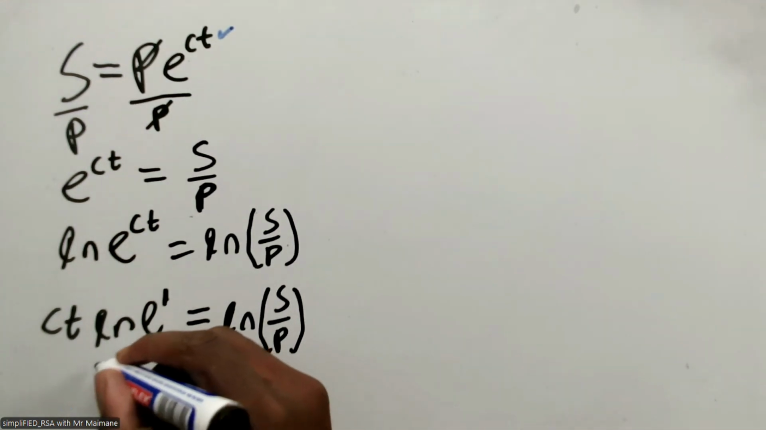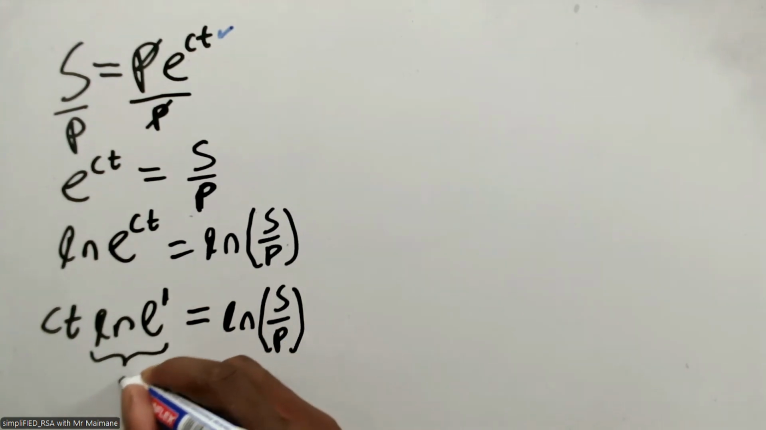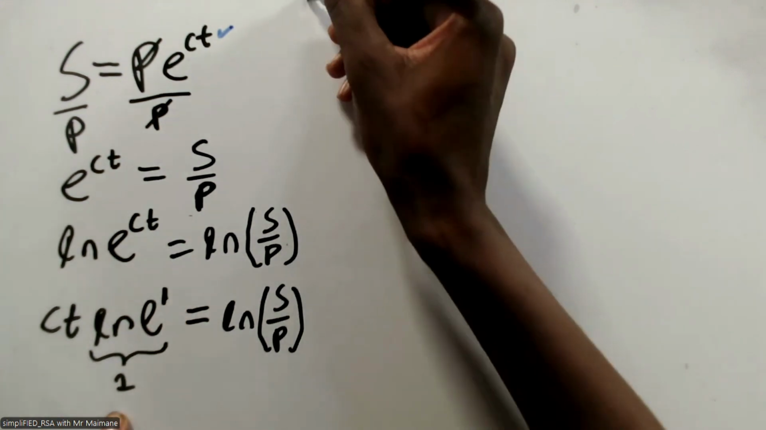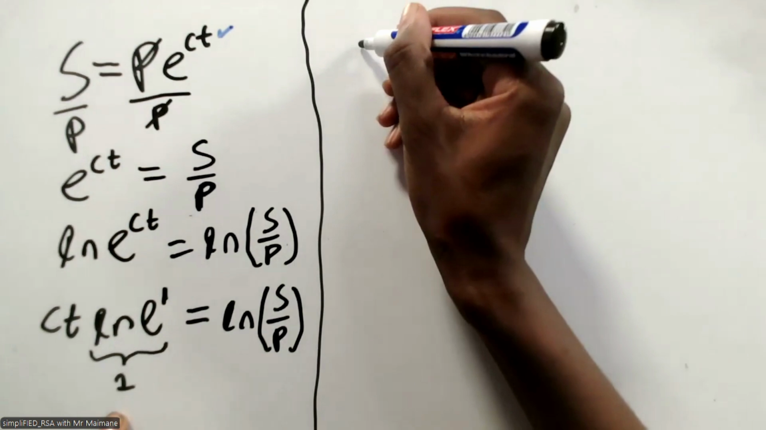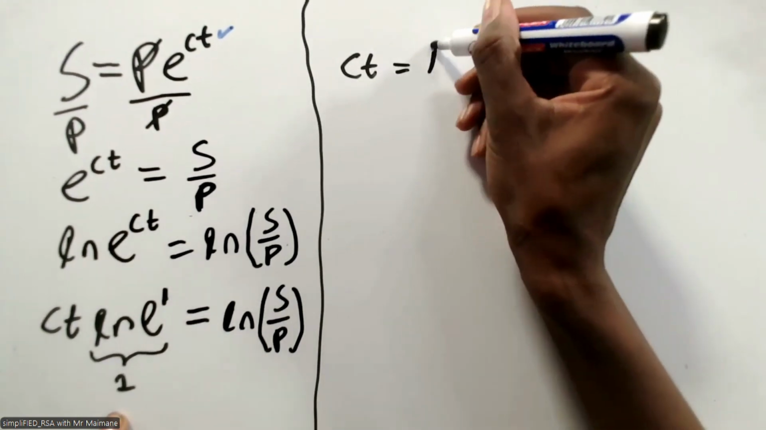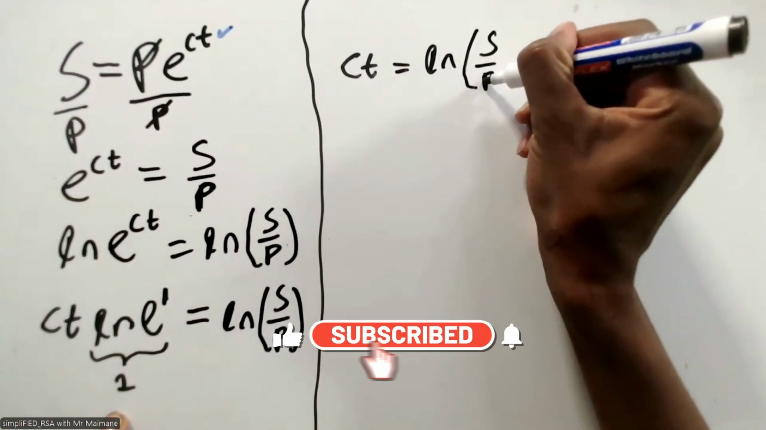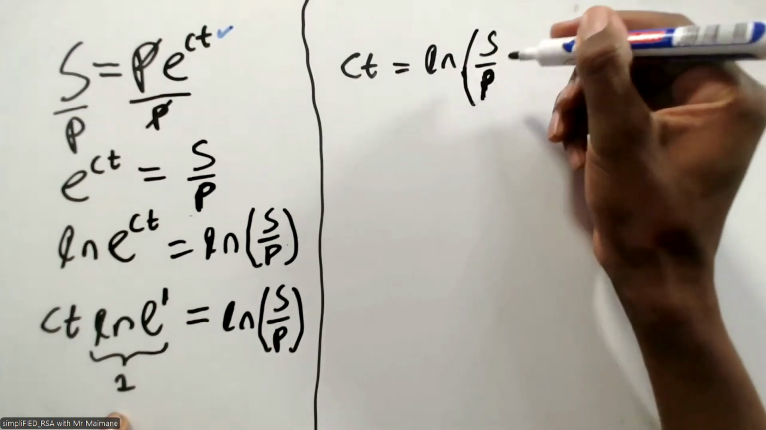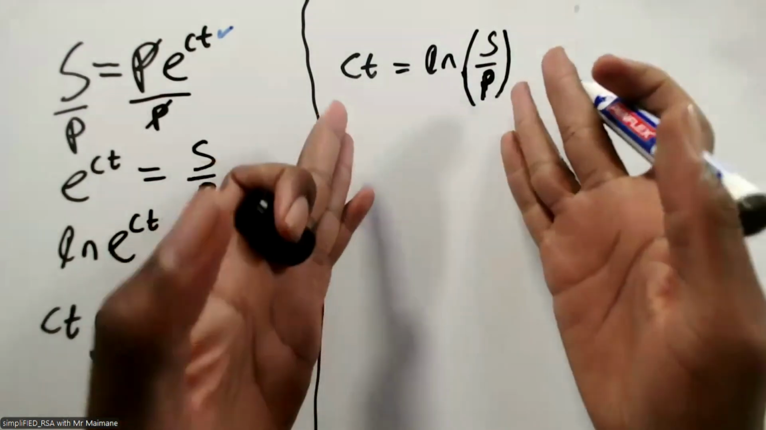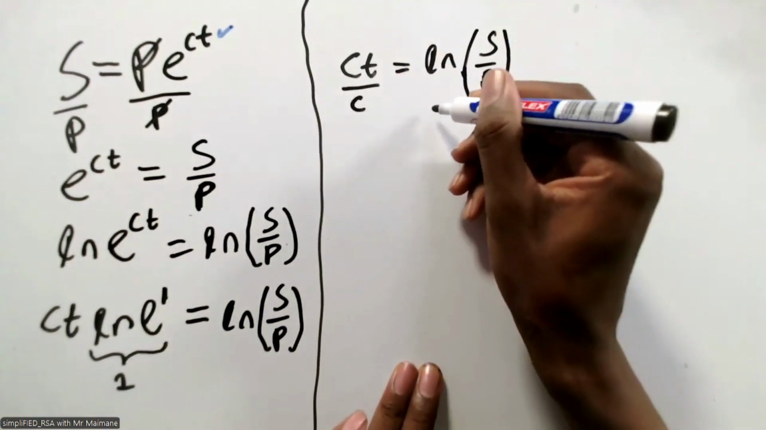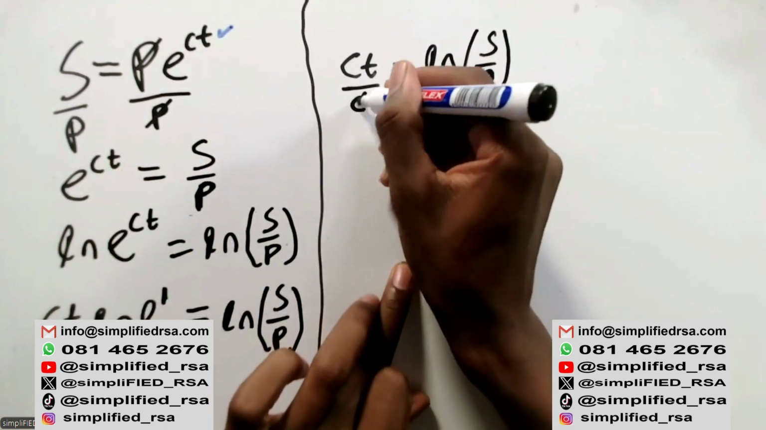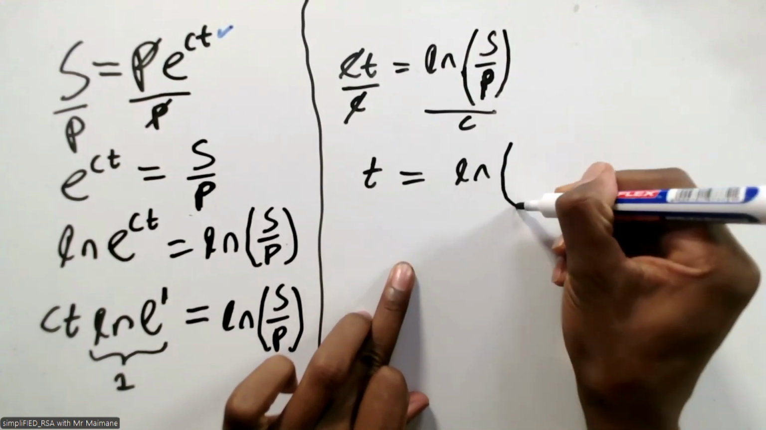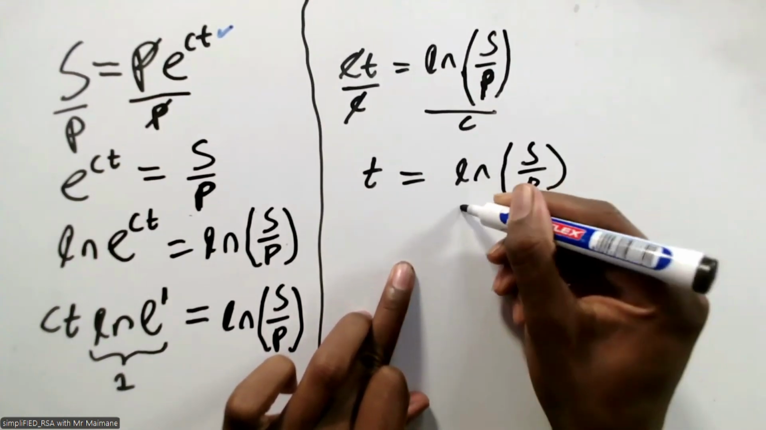But like I say, ln of e to the exponent 1 is just going to be 1. Even if you punch it on a calculator, you can tell that ln of e to the exponent 1 is 1. Therefore, my new formula is going to look like CT = ln of S over P. This is just the algebra, guys. If you can't do this, make sure you practice this and memorize the formulas if you can. Then we're going to divide by C both sides, because C is the compounding rate. Therefore, T is going to be ln of S over P, all over C.